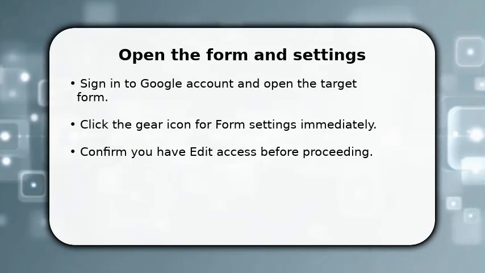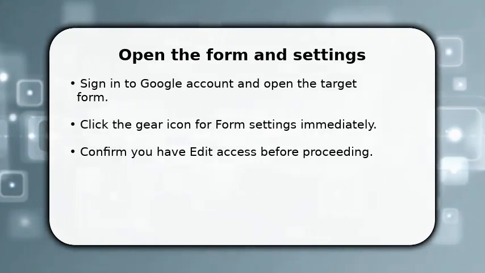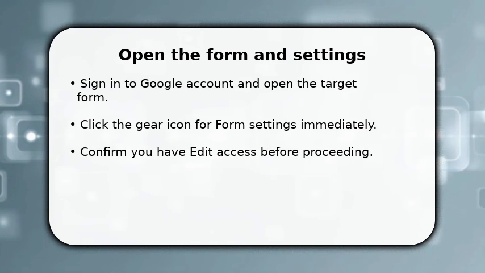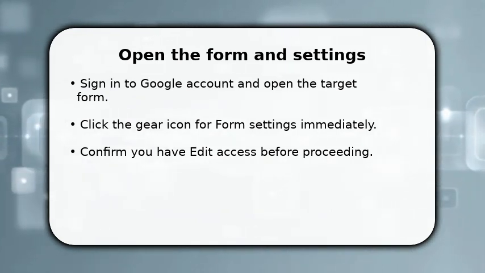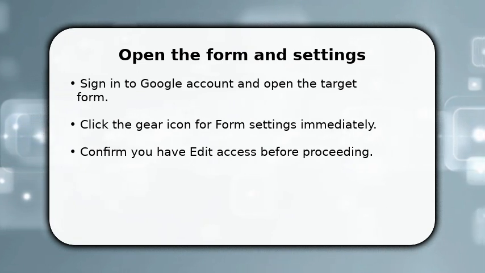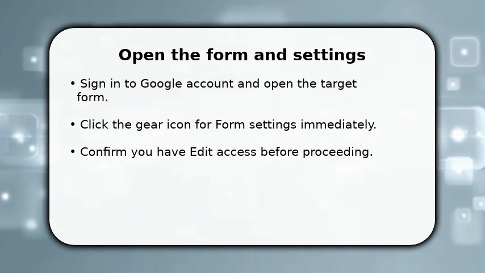You start by opening the Google form you need to change. Sign in with the account that owns or edits the form, then click the gear icon in the top right to access settings. Make sure you have edit access. Without it, you cannot change permissions.